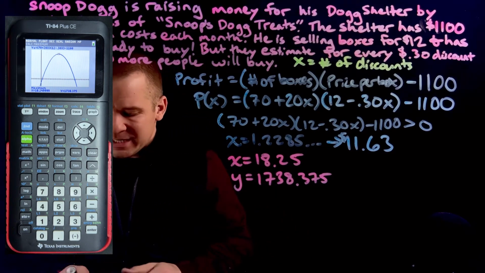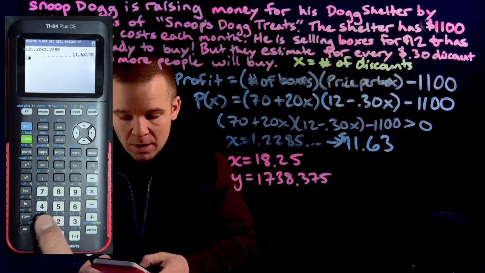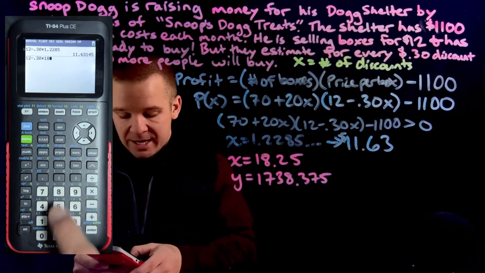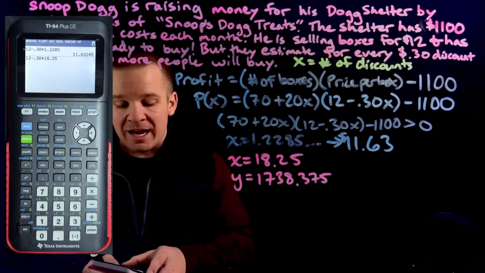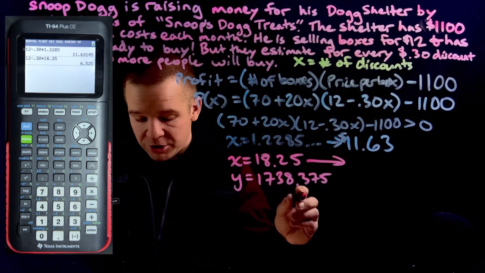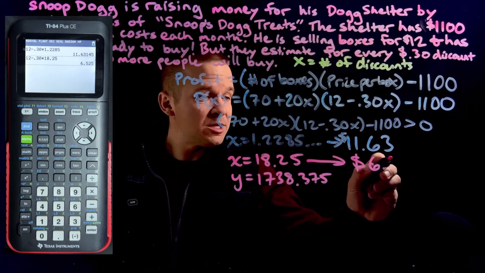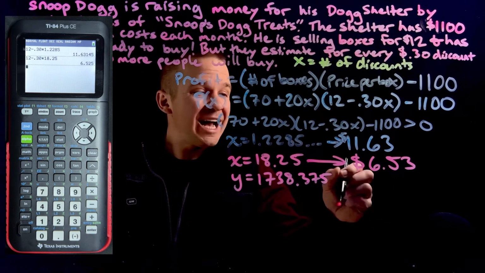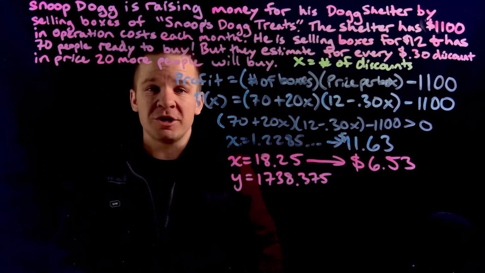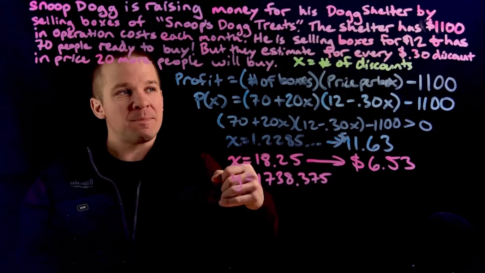So what is the price that we need to charge then? Let's hit second quit. And I'm going to do 12 minus 0.3 times 18.25, that number of discounts. So the sweet spot here, the price that I need to charge is $6.53 when I round. That's going to get me my maximum profit. That's my sweet spot there. If I charge $6.53 per box, I'm going to maximize my profits right there.